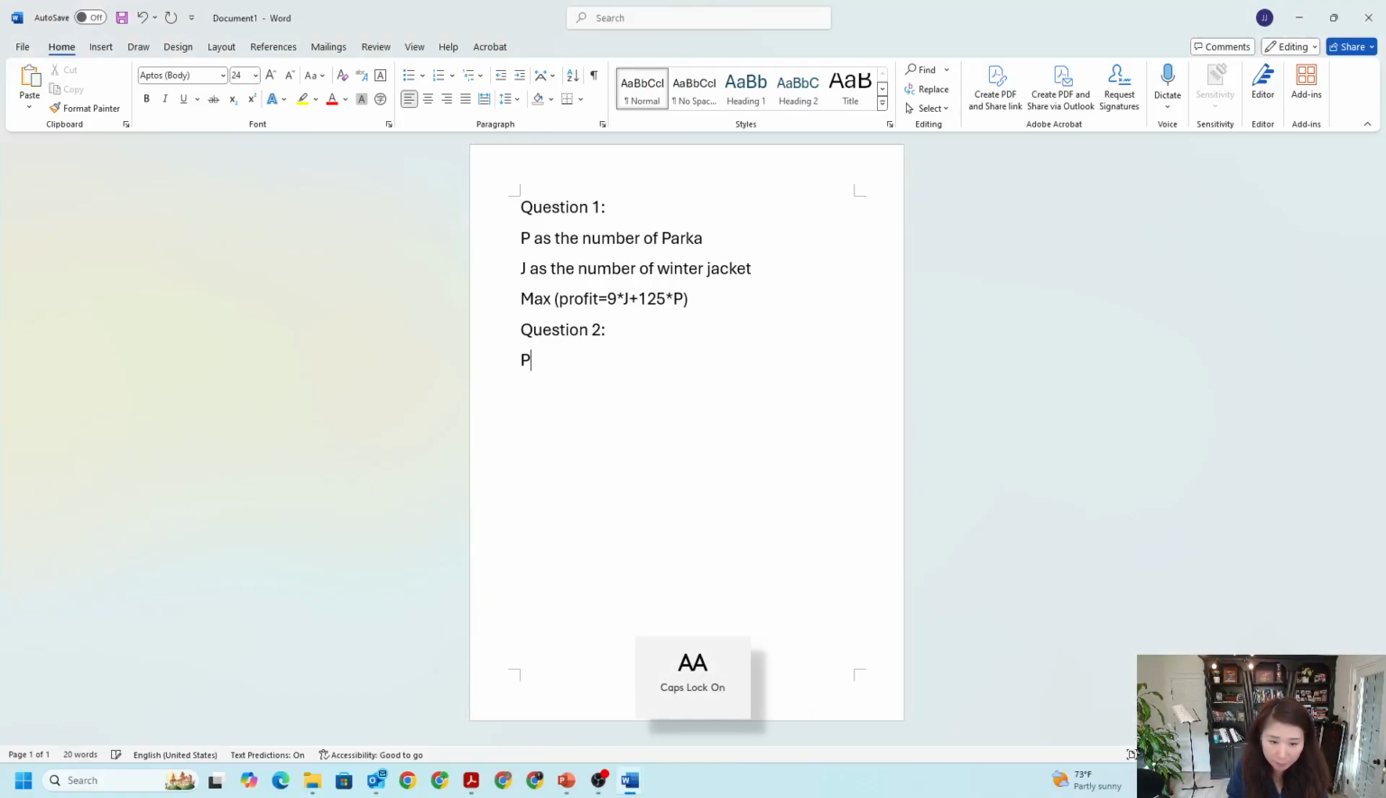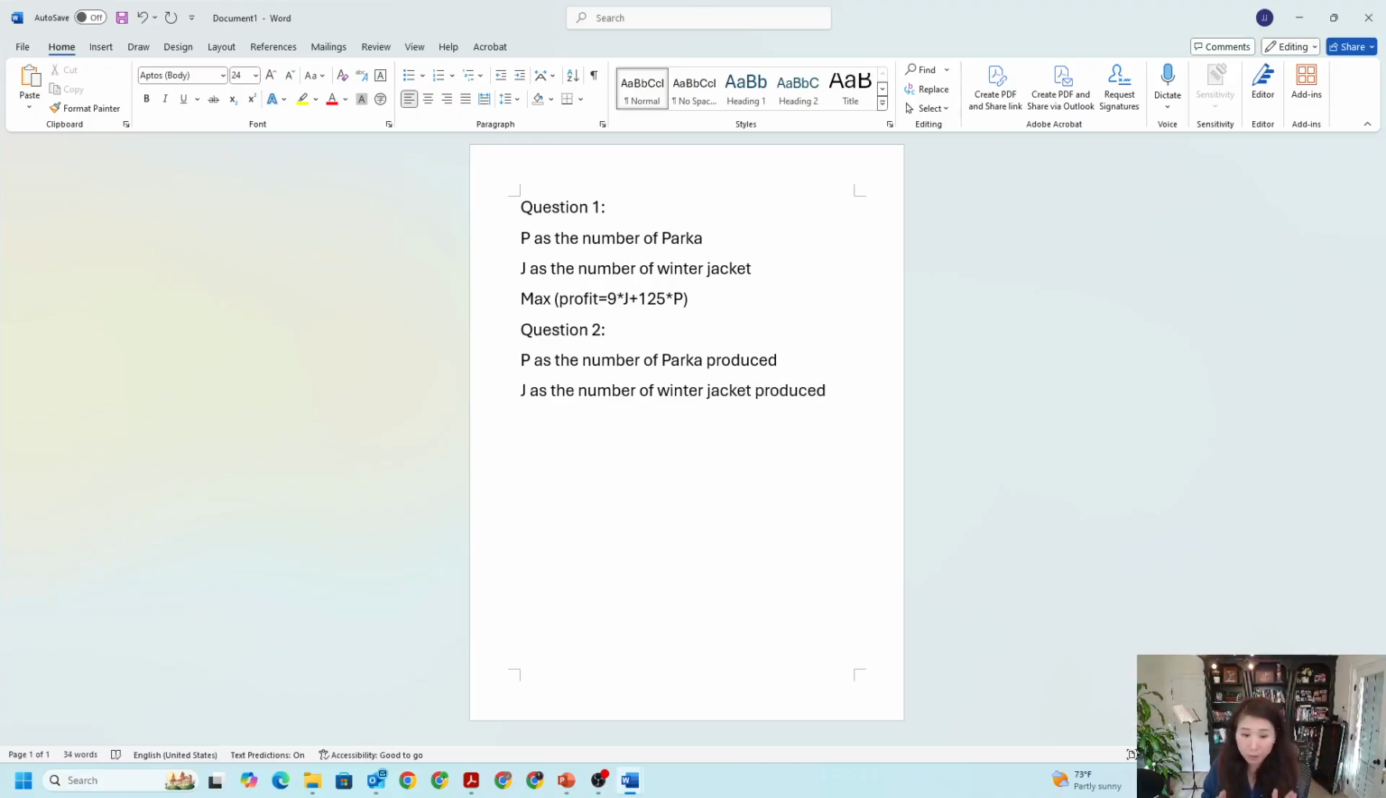Again, P as the number of Parkers produced, J as the number of winter jackets produced. So those are my decision variables, P and J. Okay. Number 3.